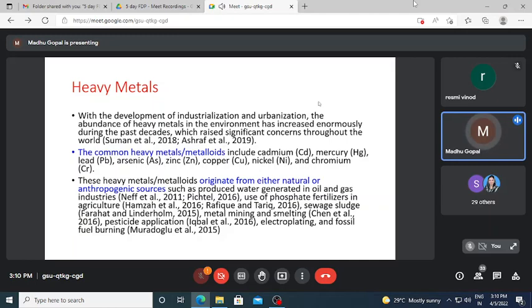Electroplating industry is a major source of heavy metal discharge, when toxic heavy metals like chromium, cadmium, etc. are discharged from the electroplating industry. Then, of course, fossil fuel burning. Fossil fuel is also obtained from nature only. Fossil fuels contain all these heavy metals, whether it is coal or petroleum. They will contain heavy metals like mercury and cadmium.